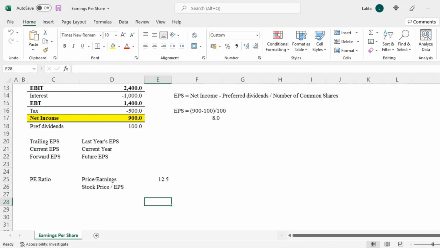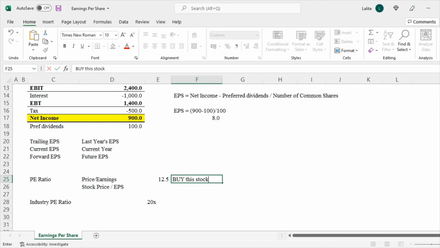This PE ratio has to be compared with the industry peers and how they are trading. What price or what PE ratio are they trading at? So let's assume that the industry PE ratio of the peers is, let's say, 20 times. Okay, so what does this imply? This implies that the price at which this stock of ours is trading is much lower than the industry PE ratio, and in that case we should go ahead and buy this stock. Okay, so this is how you can use EPS to find out the valuation of the company and thereby understand whether you can go ahead and invest in the stock or not.